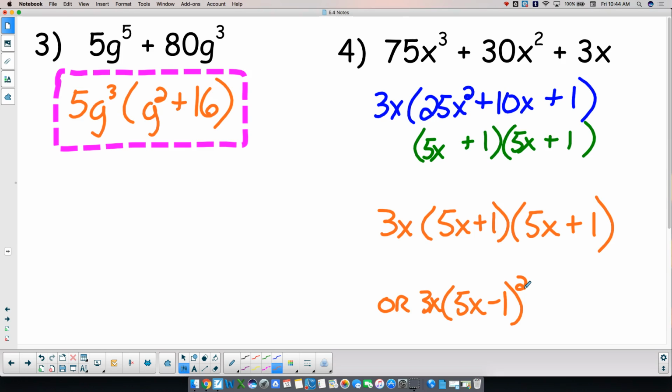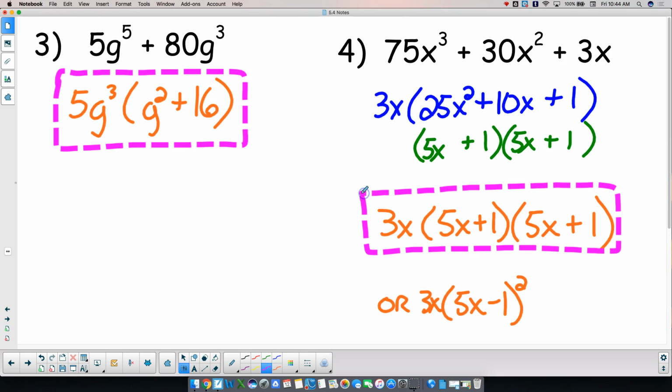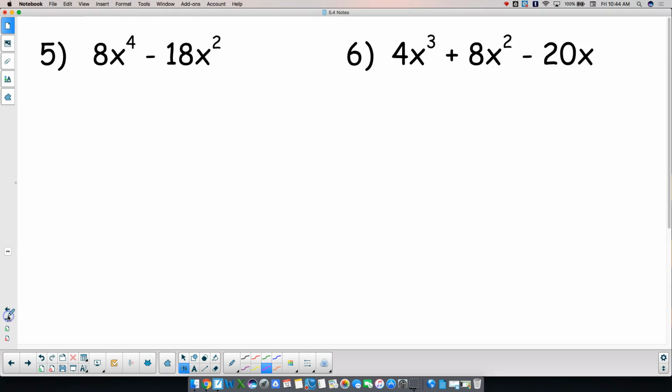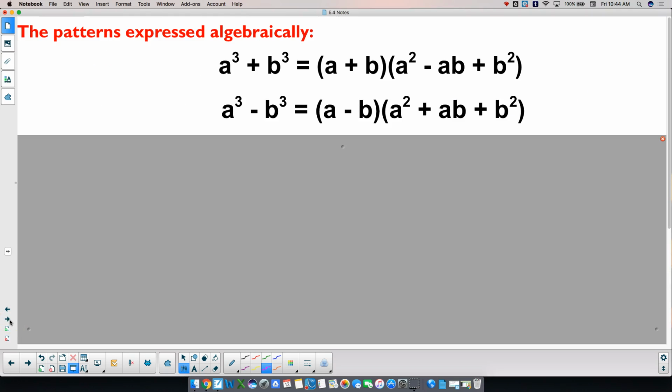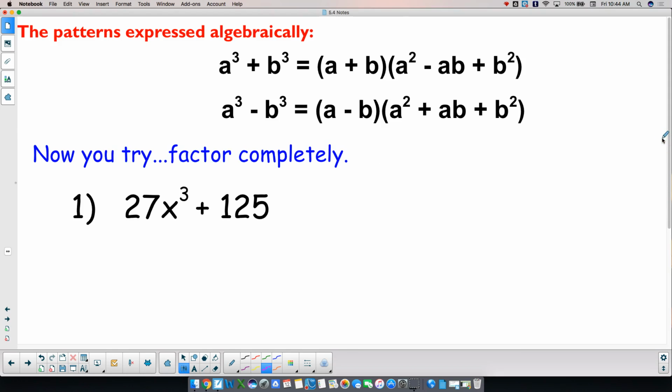Okay. I can also write it like that. Again, I don't care which form it's in. To me, they mean the exact same thing. Here are those cubic formulas again. You try to factor that one completely.